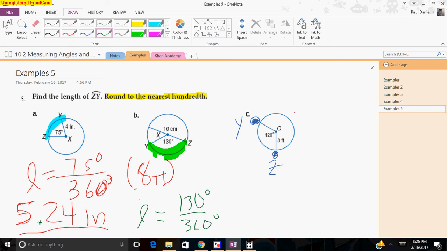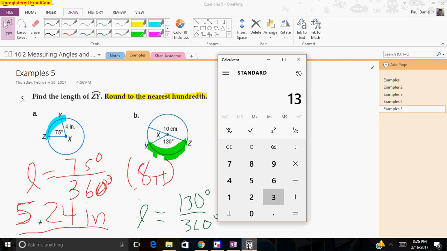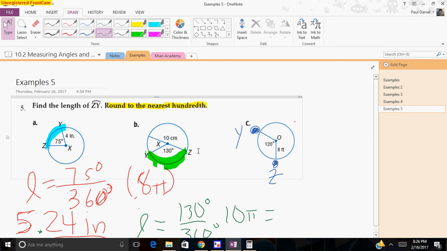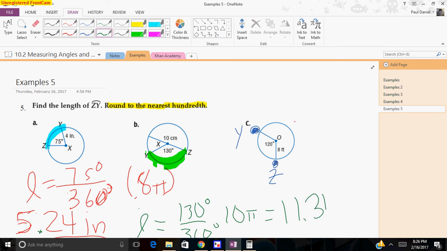Alright, so let's see. I have 130 over 360. I need to multiply by the circumference, which is going to be 10 pi centimeters. And when I put that into my calculator, 130 divided by 360 times 10 times 3.1415926535, I get 11.34. Okay, so again, this is now 11.34 watts. I hope somebody answered me. Centimeters, that's right. Okay, good. Gotta make sure you're paying attention now.